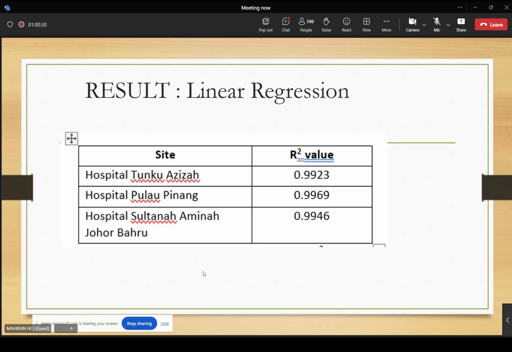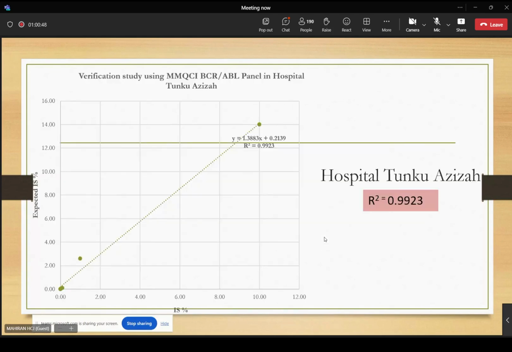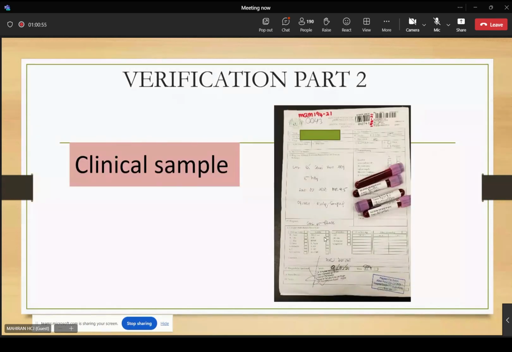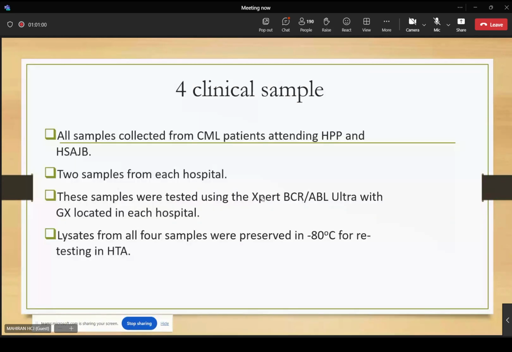Okay, untuk linear regression R squared untuk HTA 0.9923, HPP 0.9969, HSA-JB 0.9946. So within acceptable range. So ini linear regression for 3 center. And for verification part 2, involve clinical sample. So 4 clinical sample collected from CML patients attending HPP and HSA-JB.